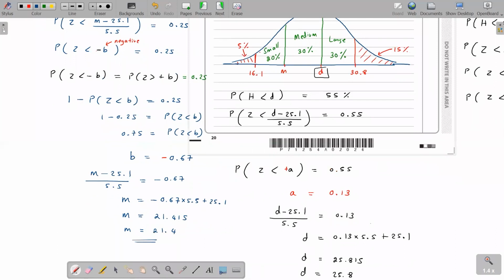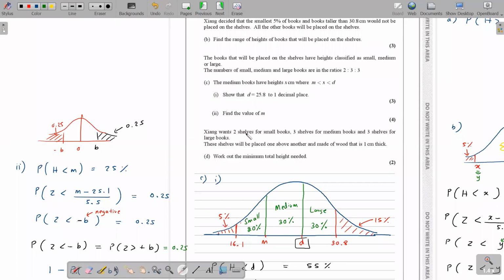This is okay. Last part. Siang wants 2 shelves for small books, 3 shelves for medium books, and 3 shelves for large books. These shelves will be placed one above the other, and made of wood that is 1 centimeter thick. Work out the minimum total height needed. Okay. So what's the minimum total height that you need?